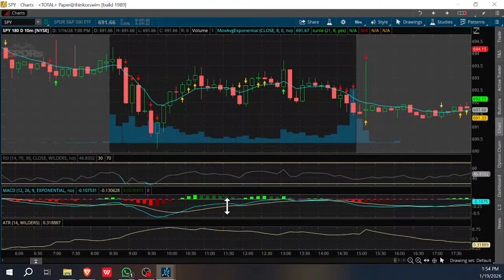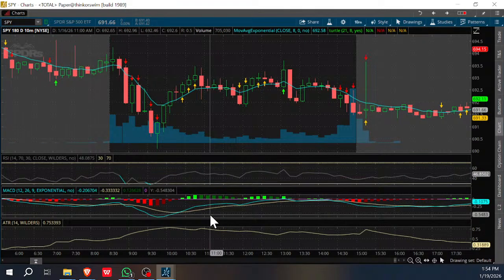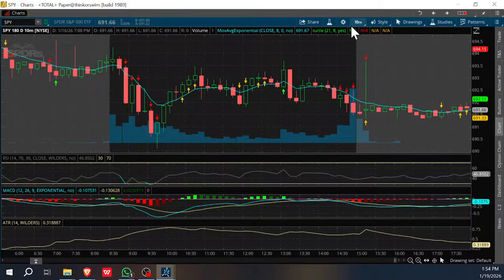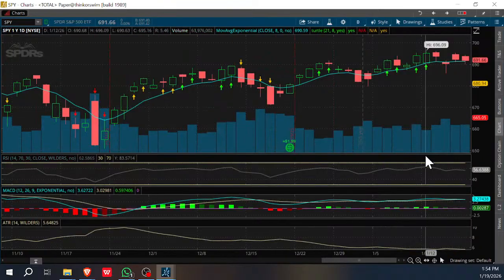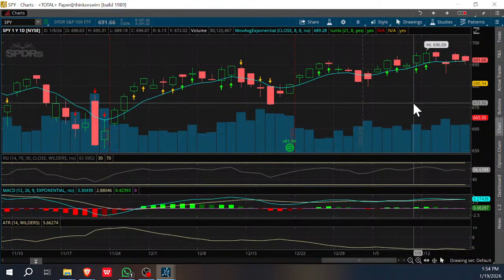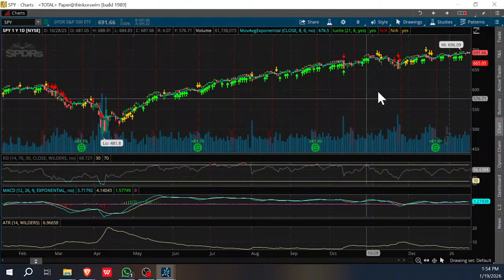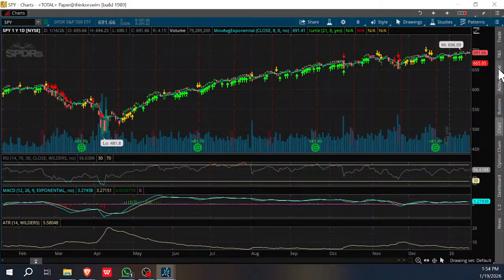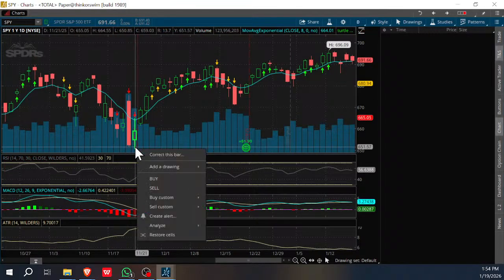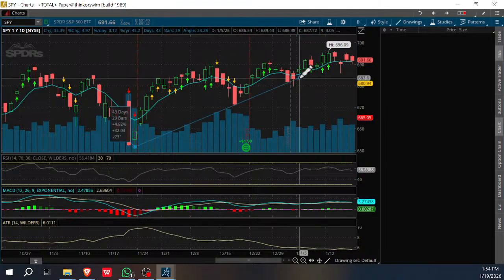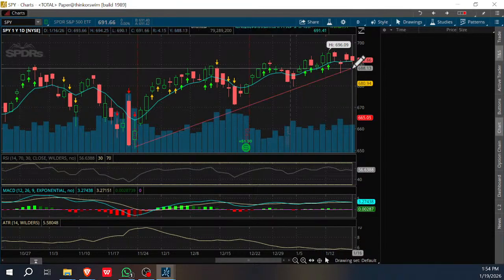So yeah, tomorrow I wanna try the strategy. Si jala, a ver cómo nos va. Yeah, the SPY is not looking bueno, pero it's been on an uptrend for a long time. Hopefully it keeps that uptrend.